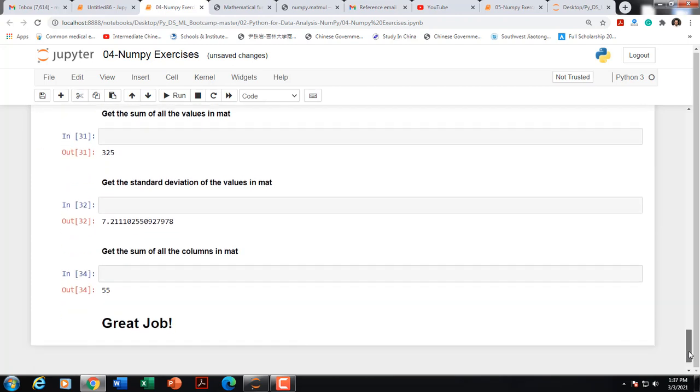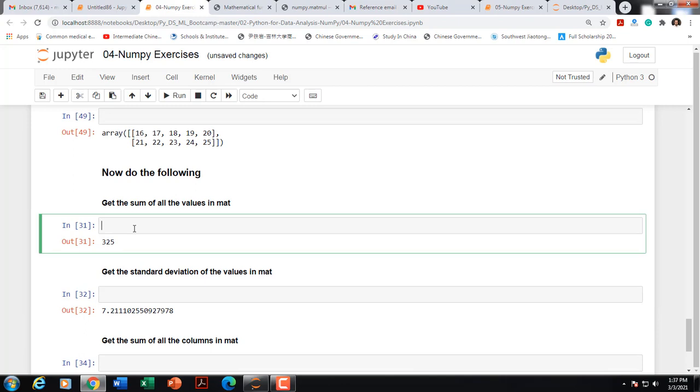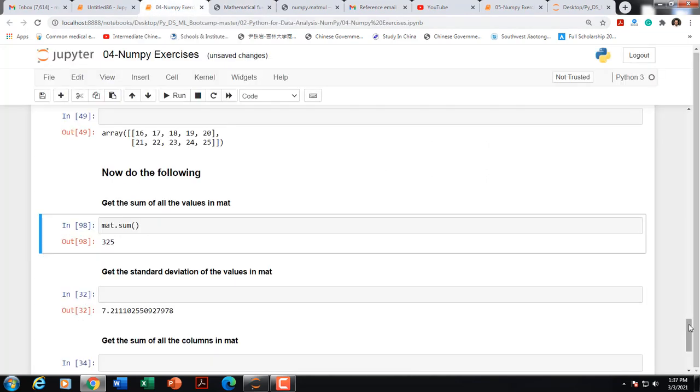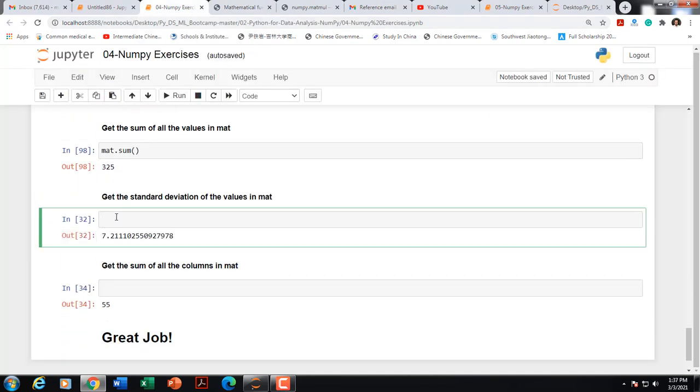Moving forward, the last question asks us to get the sum of all values in mat. So sum is mat dot sum. I get 325. And just in case you guys don't know what operation to perform, I'll leave this link in the description for you guys to refer. But yes, second is the standard deviation of mat. So mat.std. Okay, the standard deviation.